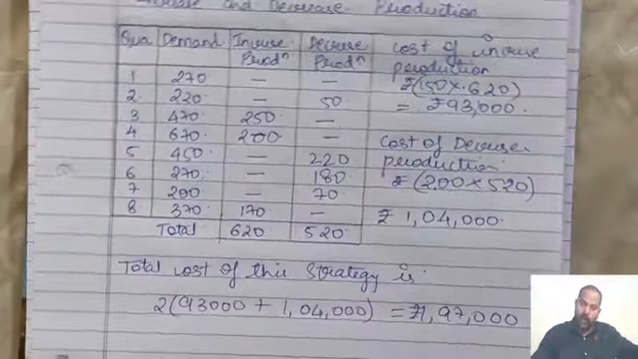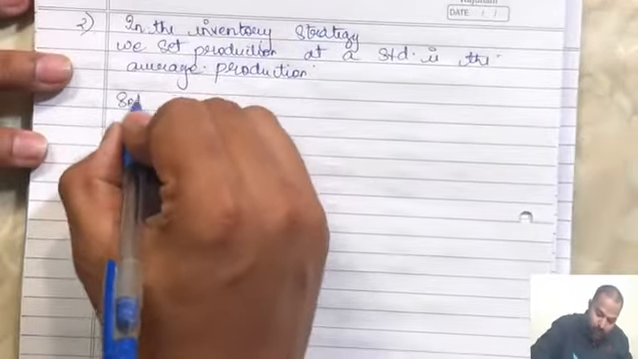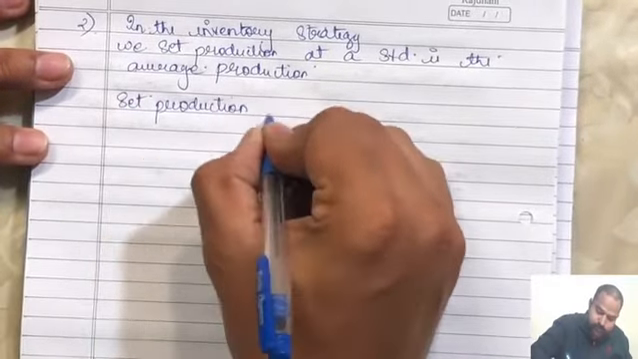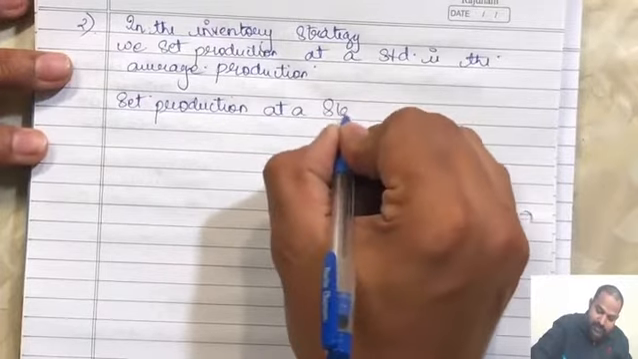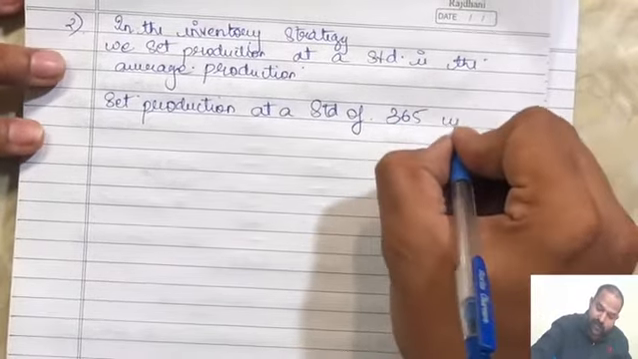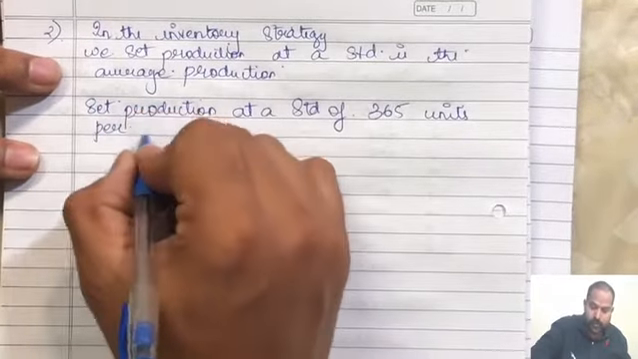So what am I going to do? I am going to set production at a standard of 365 units per quarter.